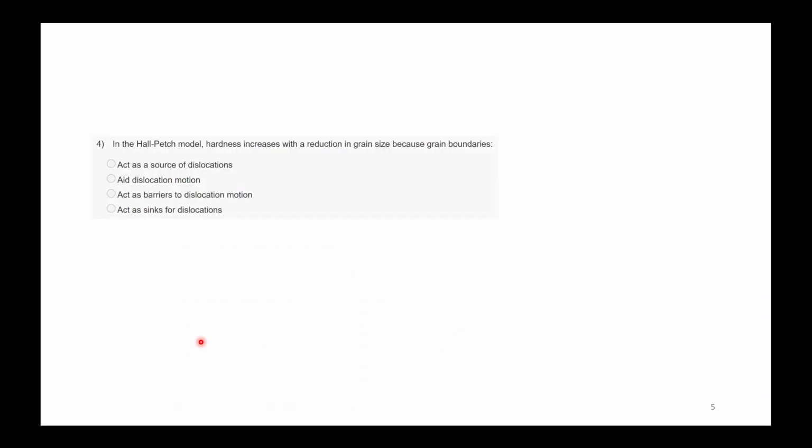Now in the fourth question, in the Hall-Petch model, hardness increases with a reduction in grain size because grain boundaries: act as a source of dislocations, aid dislocation motion, act as barrier to dislocation motion, or act as a sink for dislocations. Your answer will be act as a barrier to dislocation motion. In the Hall-Petch relation, as we keep on reducing the size of grains, your strength and hardness will increase. For that, grain boundaries need to act as barriers.